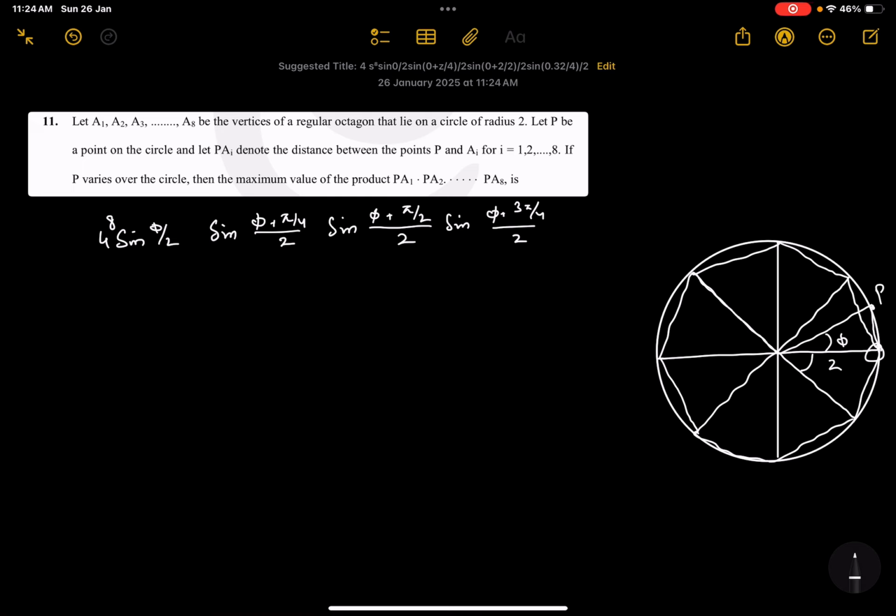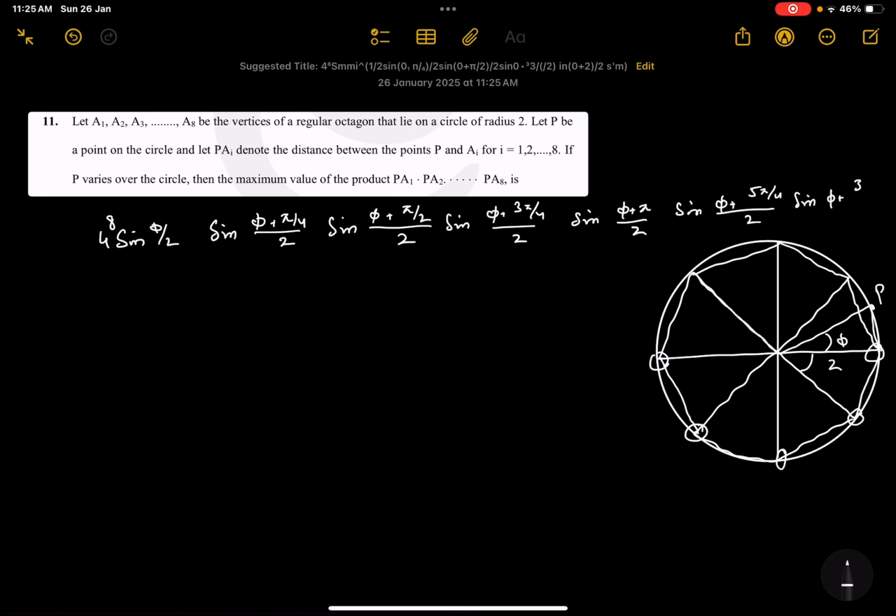So that's this vertex, this vertex, this vertex, this vertex, this vertex. Then the next would be sine of (phi plus pi plus pi by 4), and finally sine of (phi plus 7 pi by 4) by 2.